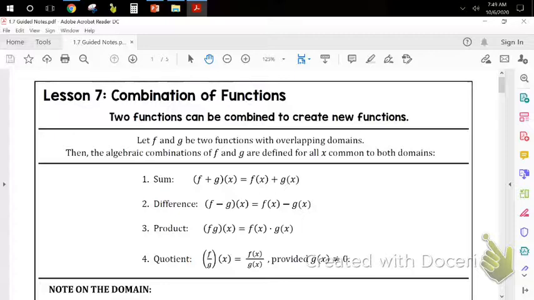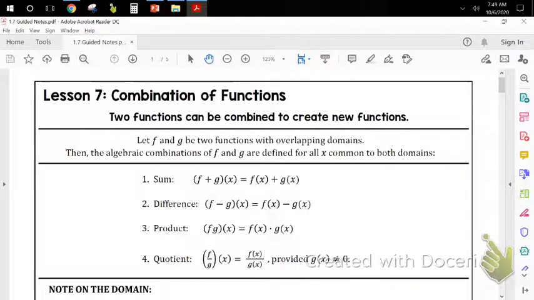All right, lesson 1.7 talks about combinations of functions. Two functions can be combined to create new functions. So it says let f and g be two functions with overlapping domains. Then the algebraic combinations of f and g are defined for all x common to both domains. So we have the sum.